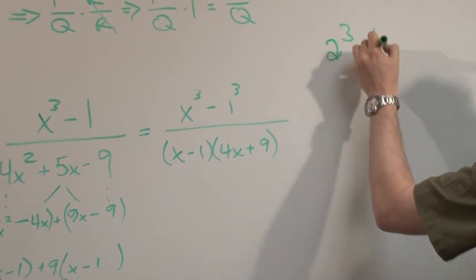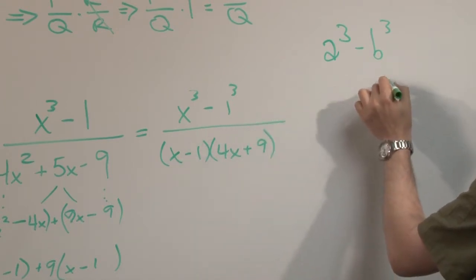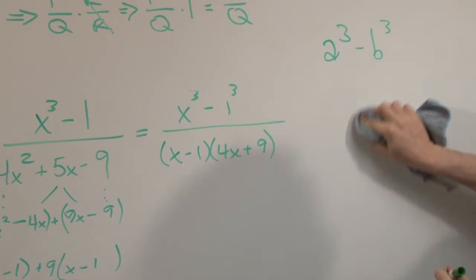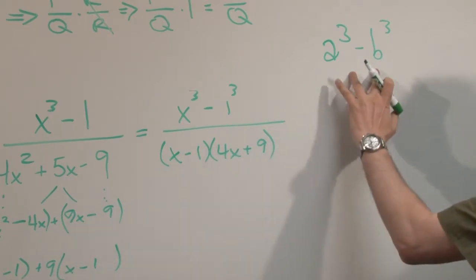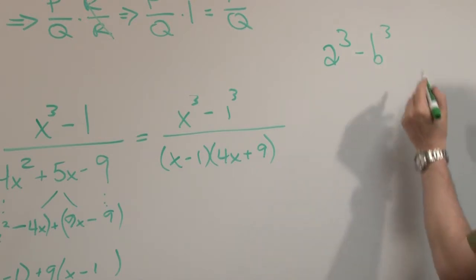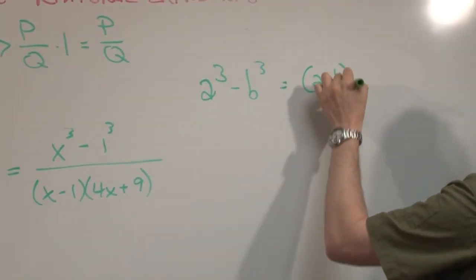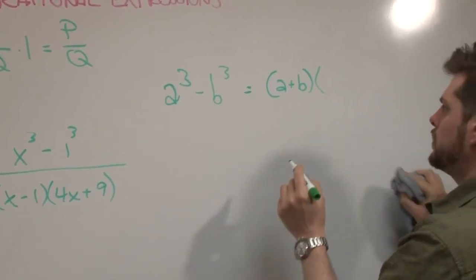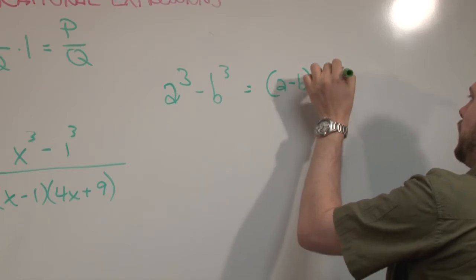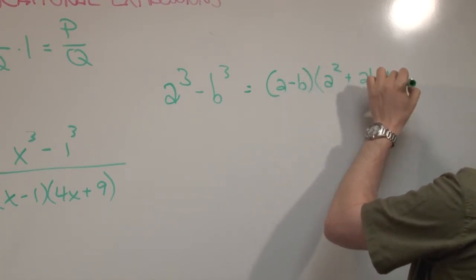This is a cubed minus b cubed. So here our a is going to be x, but our b is actually positive 1. Okay? And we have a rule about how to turn this difference of cubes into a product. And that rule is we can factor out an a minus b, and then we get a squared plus ab plus b squared.